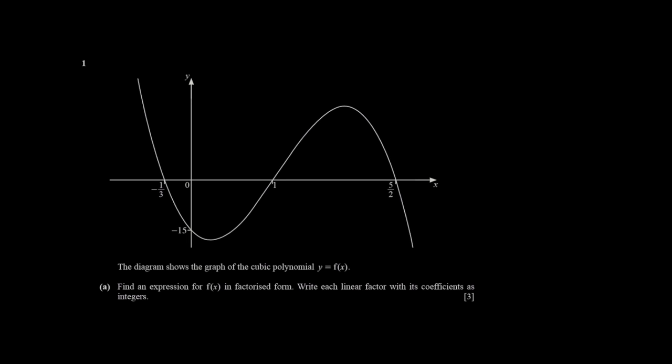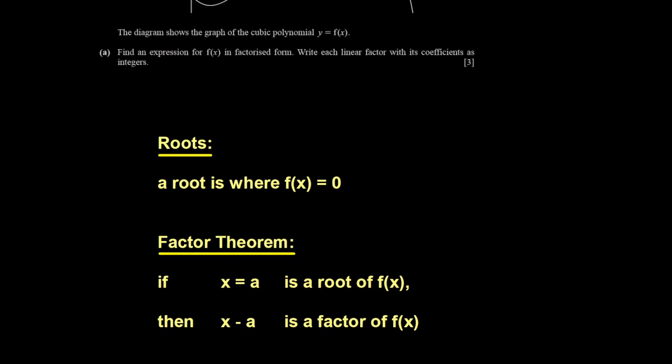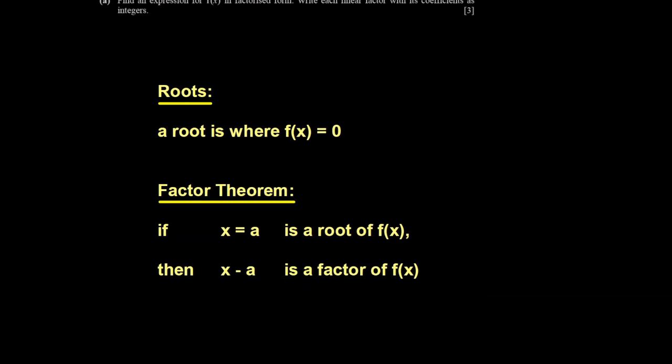All right, here we are in question 1. The diagram shows the graph of the cubic polynomial f of x. We want to find an expression for f of x in factorized form, where we write each linear factor with its coefficients as integers. Now, in order to do this, we need to know what a root is, and we need to know the definition of the factor theorem.